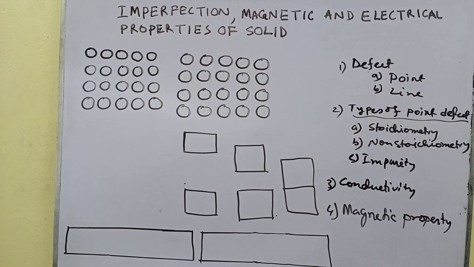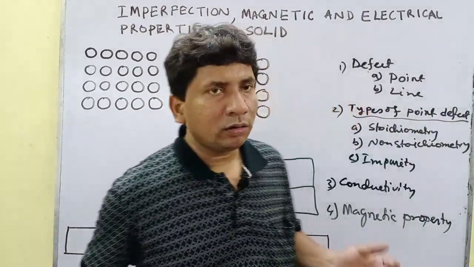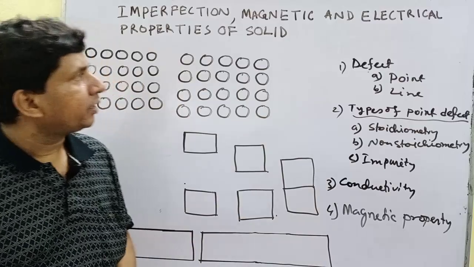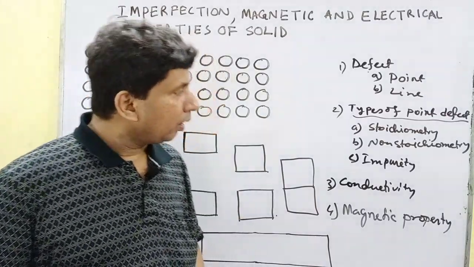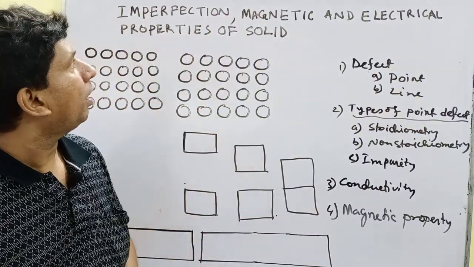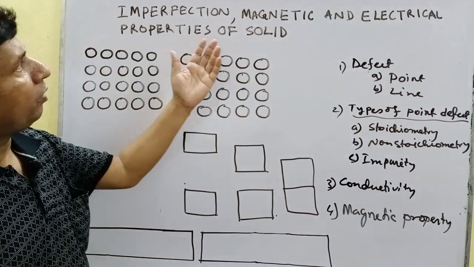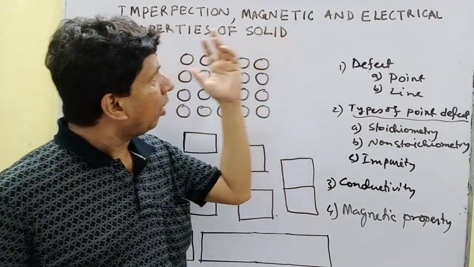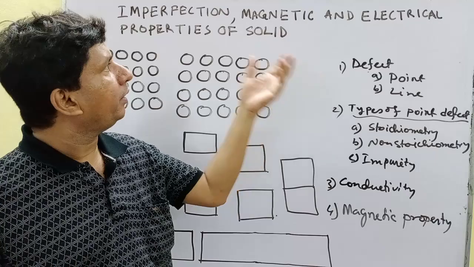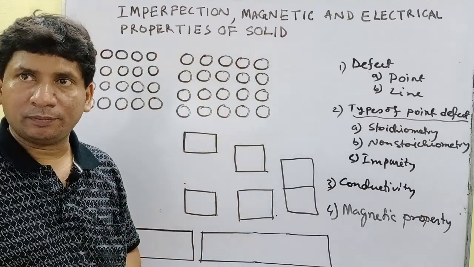Hello friends, this is the second lecture on solid state chemistry, and in this lecture I will cover imperfection of solids, magnetic property and electrical properties of solids.